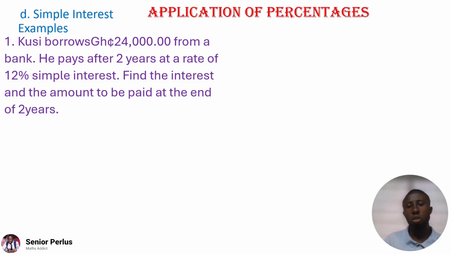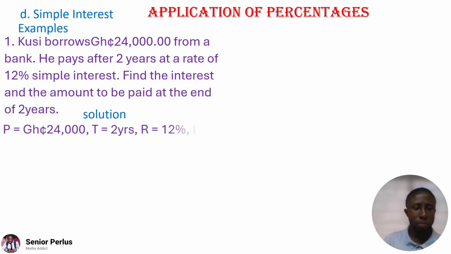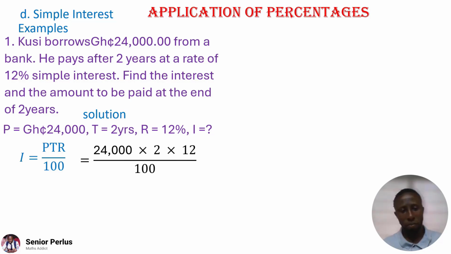So Kusi borrowed 24,000 Ghana cedi, and that will be our principal. We said principal is the money borrowed or the money deposited at the bank. The time is 2 years, and our rate is 12% simple interest. They say we should find the interest, and know that interest is principal times time times rate out of 100. So just do the substitution. Very easy. Make use of the calculator, then you get this.